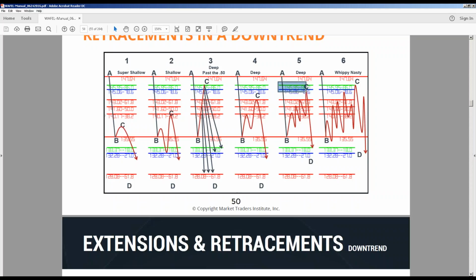and then you can have a whippy-lashy nasty movement inside the AB boundary where the market is just going haywire, up and down, eventually gives you a C and then moves to the D extension. Lots of indecision. This means lots of indecision.